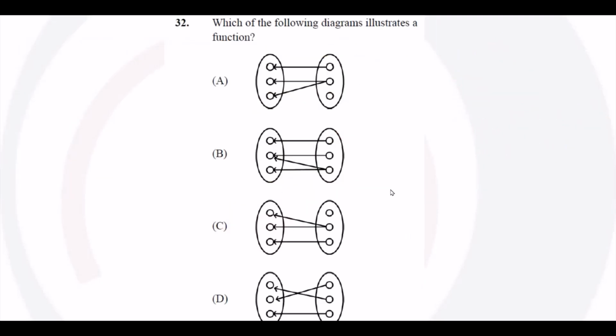Question 32. Which of the following diagrams illustrates a function? So we know a function is where each element of the domain is mapped to 1 and only 1 element in the range. So this does not qualify, this does not qualify, this does not qualify. This maps to 1, this maps to 1, this maps to 1. So therefore D.